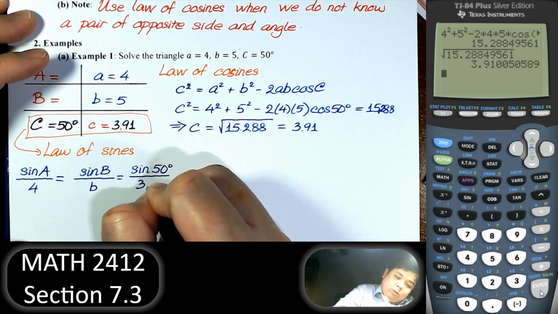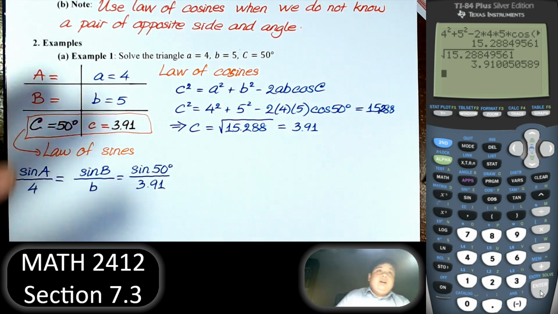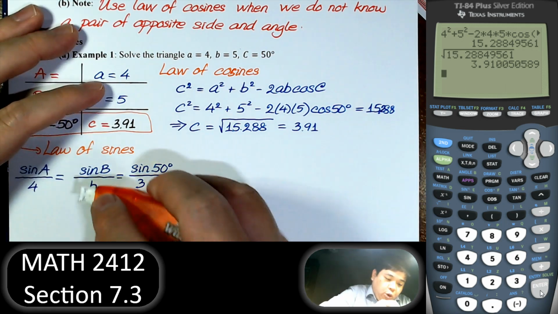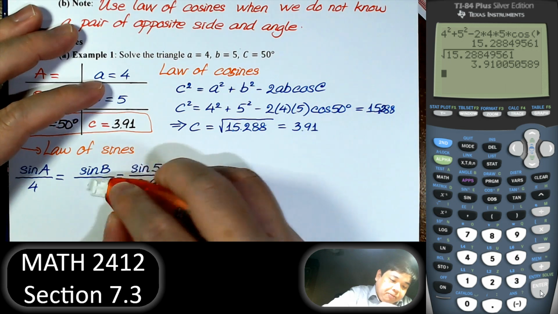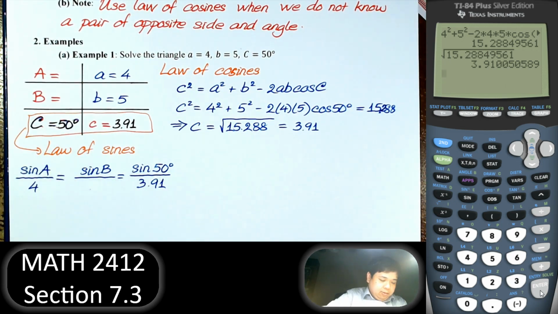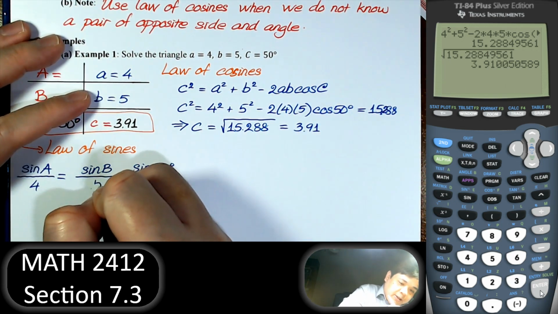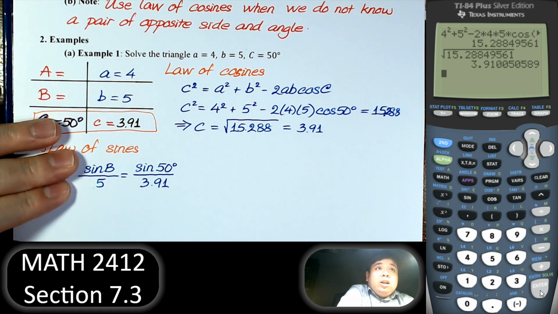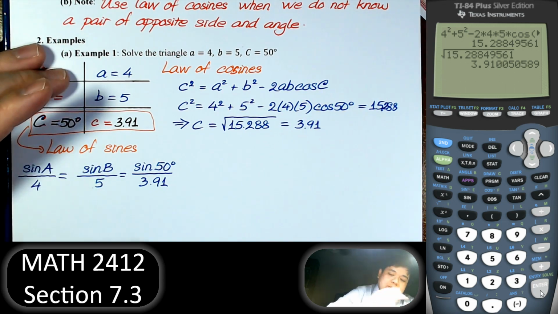For 3.91. Right. Yeah. We do know little b is 5, right? Right. Now, just take a ratio, and then here we can solve for sine B, and then take the inverse to get B.